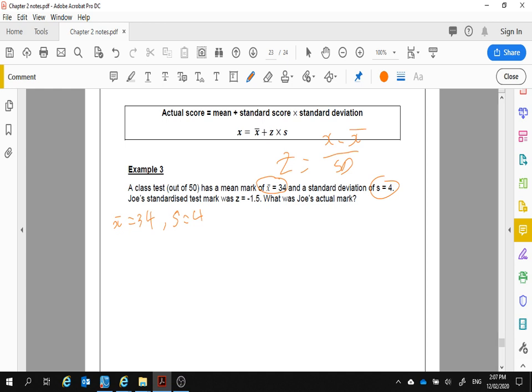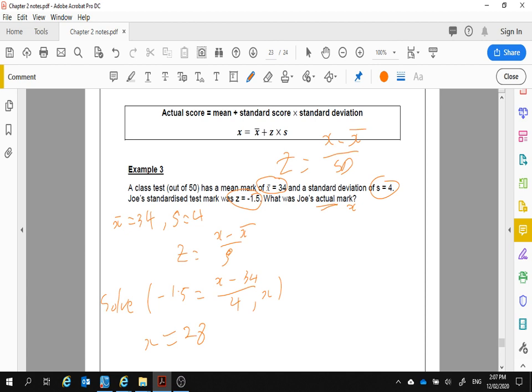Joe's standard test mark is -1.5. What was Joe's actual mark? So we're looking for the x. So z equals x minus x bar divided by s. He's got a -1.5. His x is what we're looking for. The mean is 34. The standard deviation is 4. Now we can just solve this for x on our calculator, and we get x equals 28.